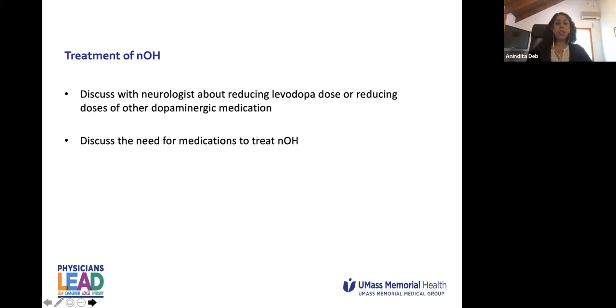So as far as treatment, this again depends on what we think the etiology, or what the cause of the NOH is. We know that Parkinson's itself can cause NOH by affecting the autonomic nervous system, but the medications, like I mentioned, can also contribute. So this is a discussion with your neurologist about what your levodopa dose looks like and whether you need to reduce that or change the timing, or reduce other dopaminergic medication if that's a possibility. And if not, is there a need to add medications that actually treat the NOH?